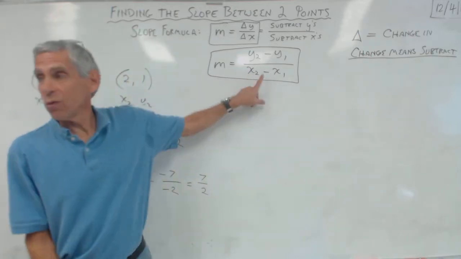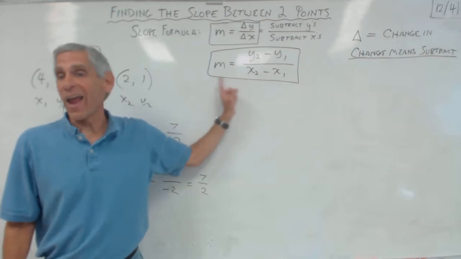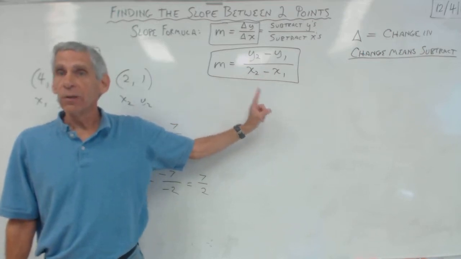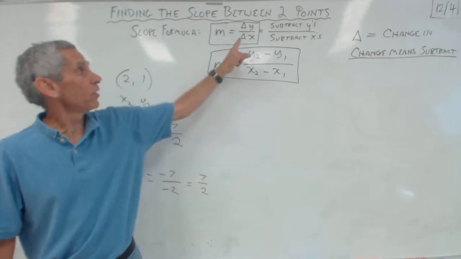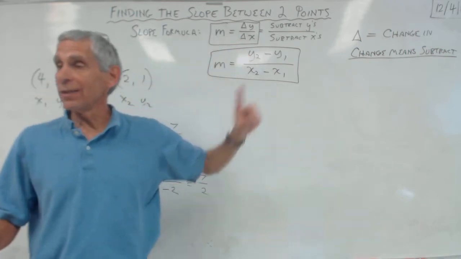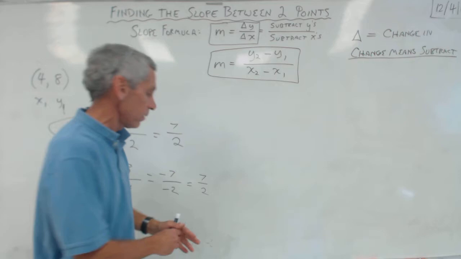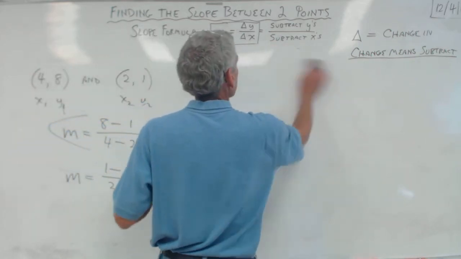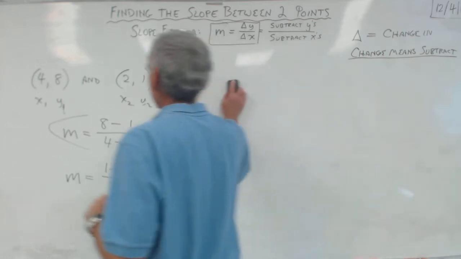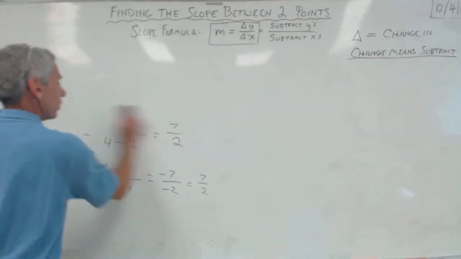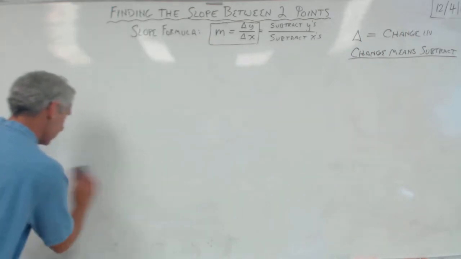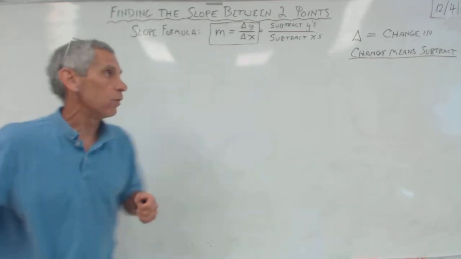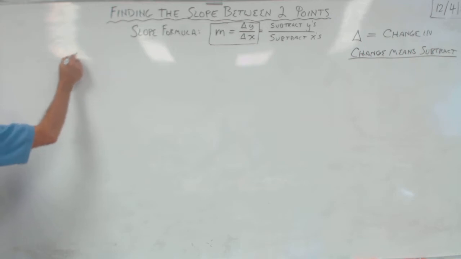So I don't even go with this. I never use this. It's harder. People don't believe me, but it is so much harder than this. So now let's do it this way. Let's not worry about y1 and y2 and x2 and x1. Keep it simple. Just subtract the y's over subtract the x's. That's so simple.